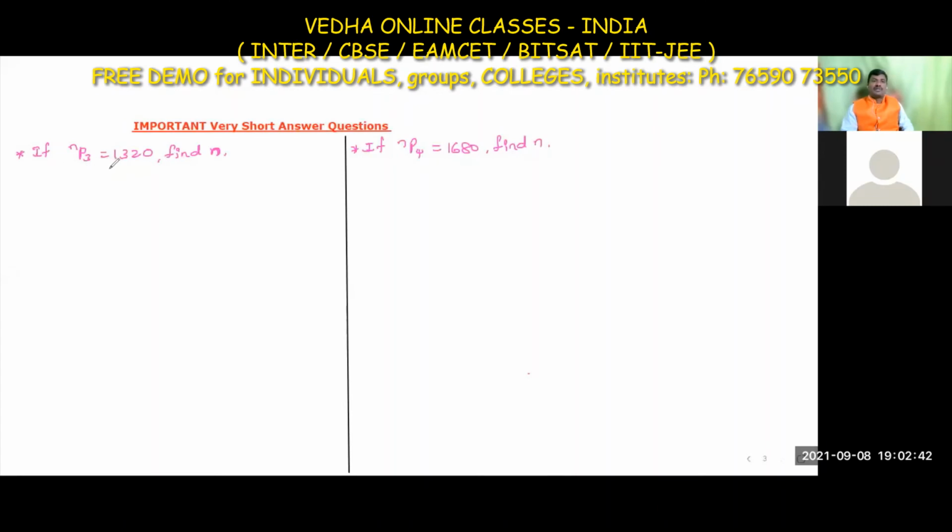If nP3 is equal to 1320, then find n. We can write this nP3 is equal to 1320. We can write this as 132 into 10, or we can write this as 12 into 11 into 10. 12 elevens are 132.